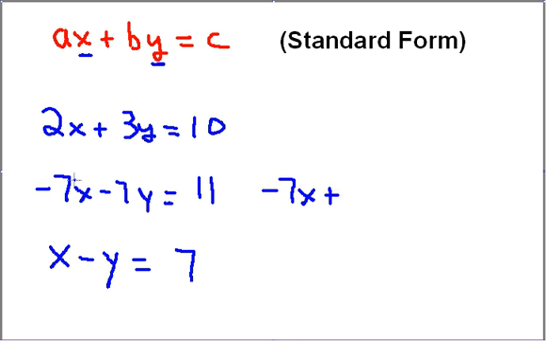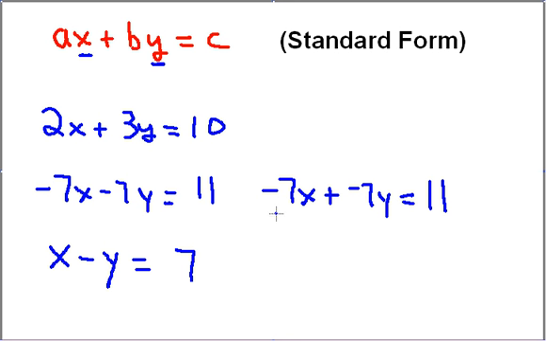I keep what's left of it alone, so there's my minus 7x. I change the minus sign to a plus sign, and then I change this plus 7 to its opposite, which would be a minus 7. y equals 11. Now, minus 7x minus 7y equals 11 has been rewritten as minus 7x plus minus 7y equals 11. We now have this equation in standard form.